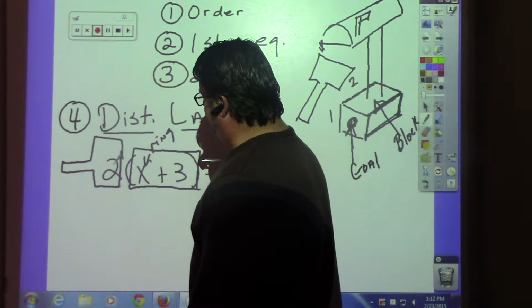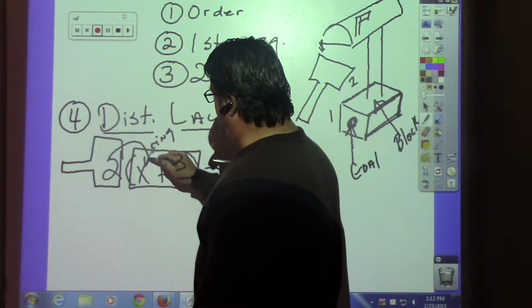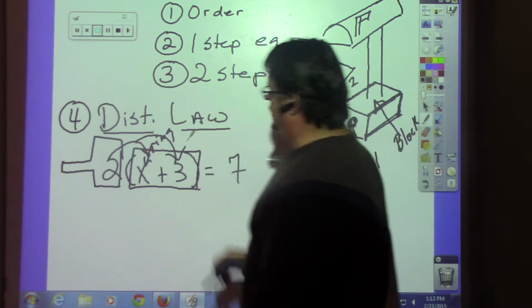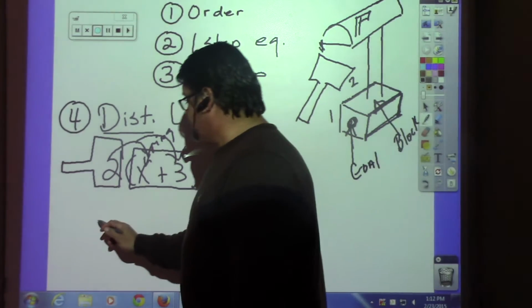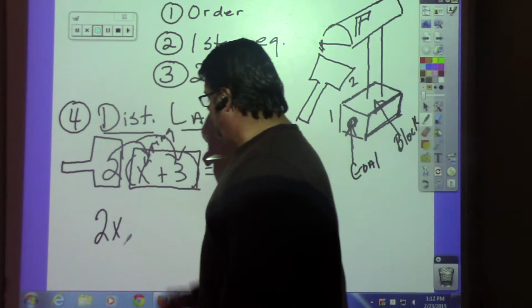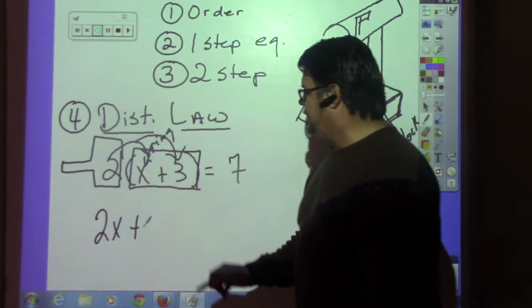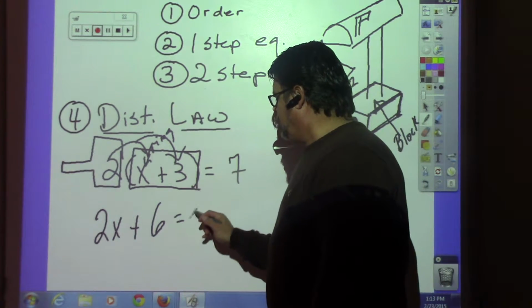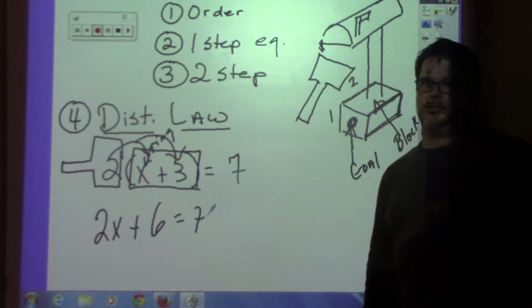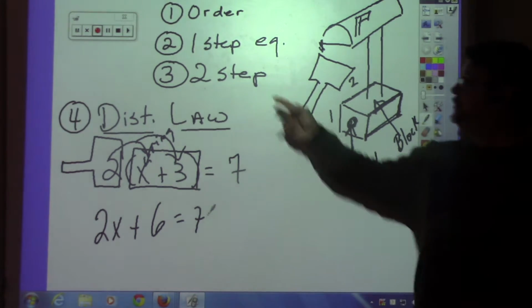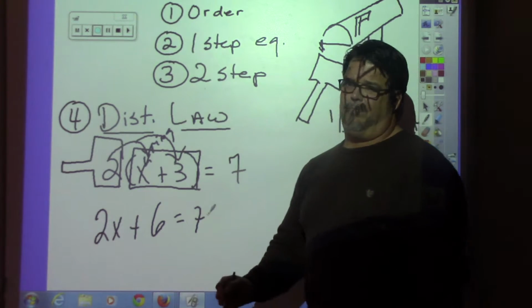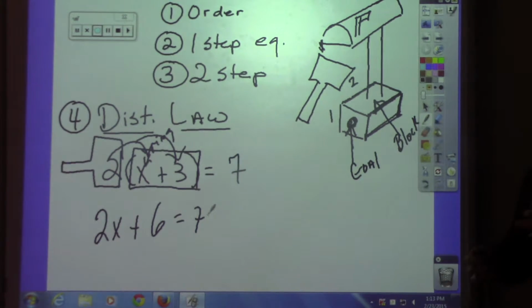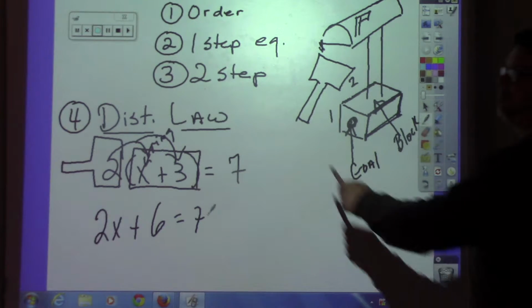There's your hammer. You're going to take that hammer, and you're going to break that concrete block up with the distributive law. And what's 2 times x? And what's 2 times 3? And there is your equation, and that's number 1, 2, and 3. We did right here, or 1 and 2 right here. The distributive law is just a tool to get the first 2 type equations.